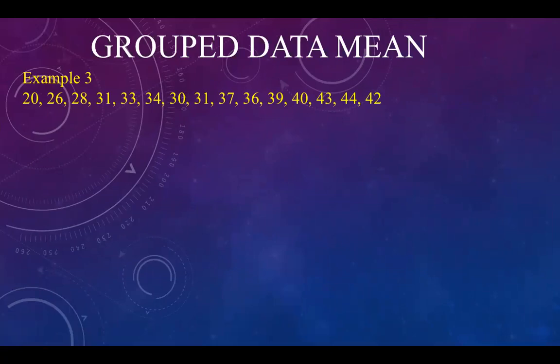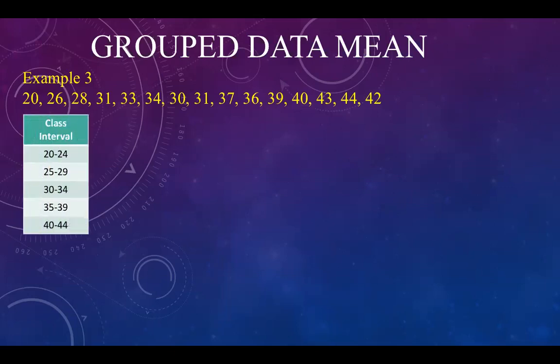Let's go through some examples. Here's another example. Suppose we have collected the data, and this is ungrouped data. To make it grouped data, we make a frequency distribution table. Pause the video and make the frequency distribution of this data. I have made the frequency distribution. Go through the last video and check how to make the frequency distribution table.